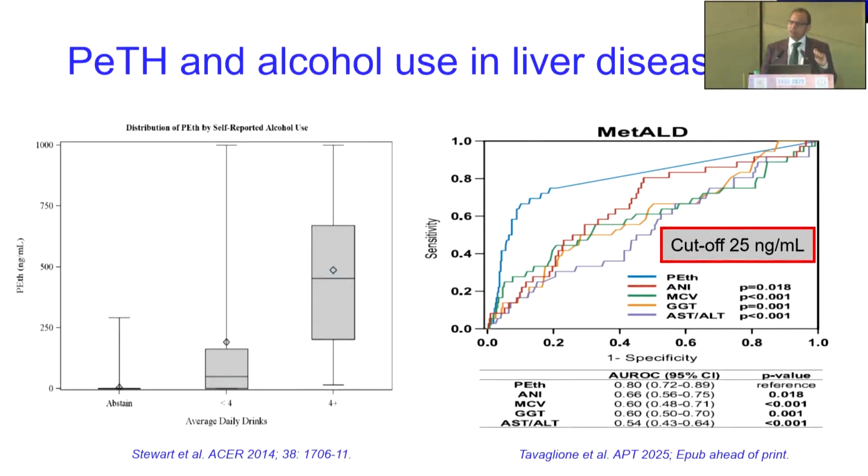Coming to the rescue is a biomarker of alcohol metabolism, which is phosphatidyl ethanol, or PEth. At a cutoff of 20 to 25, you can separate MASLD from MET-ALD. And at a higher cutoff of about 200 nanograms, you can separate MET-ALD from ALD. But the patient has to be actively drinking until a few weeks prior to the presentation.